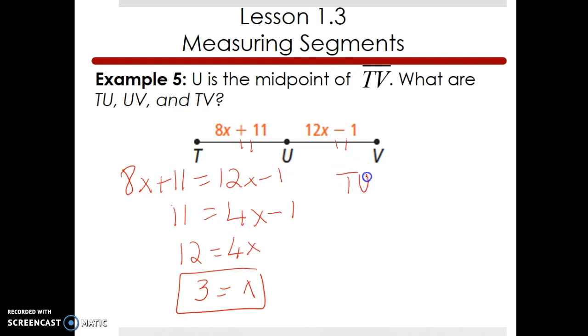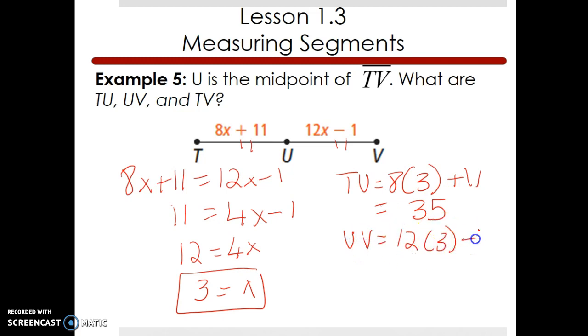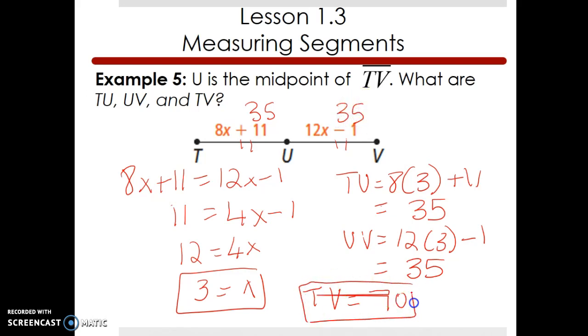So TU is 8 times 3 plus 11. That gives me 24 plus 11, which gives me 35. Then UV is 12 times 3, which is 36, minus 1. Well, 36 minus 1 is 35. So you are good. The last thing is TV. You have your 35 and your 35, so that gives you 70. Sorry about that. Okay, that is it for this lesson.